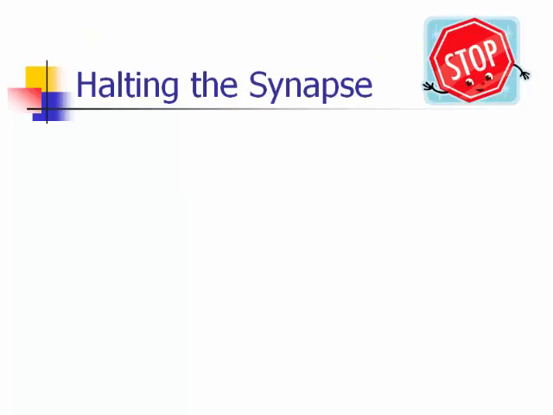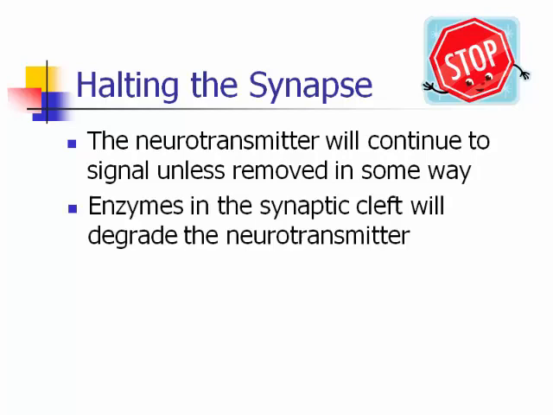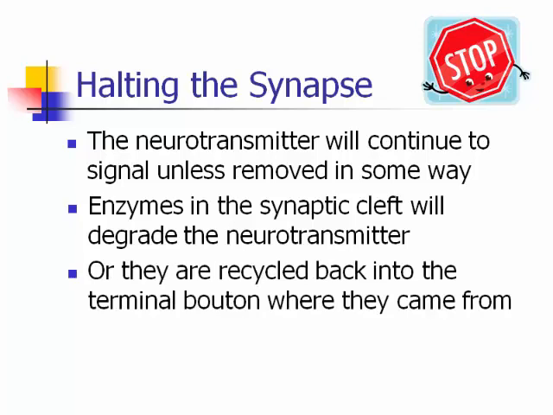Now the signal will continue to go until it's halted, and to stop the synapse, you can do a couple of things. The neurotransmitter will continue to go. The enzymes in the synaptic cleft will degrade the neurotransmitter. So that's one way to make it stop, right? You have enzymes that chop up the neurotransmitter. Or, second thing, they are recycled back into, it just kills me to say this word, so I'll say the axon terminus, okay, where they came from. So you can recycle them, take them back.